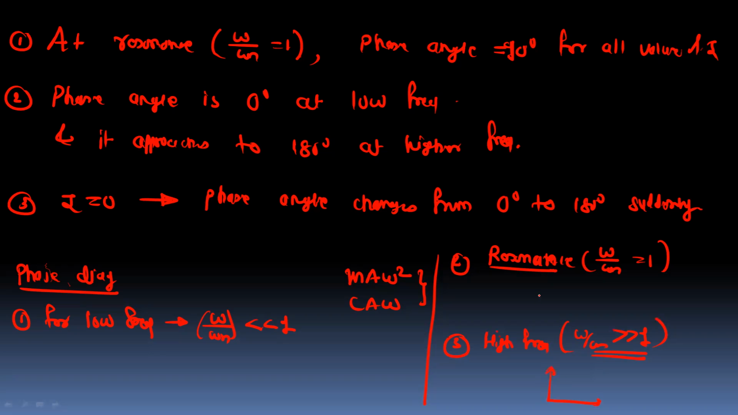For all these three cases, try to draw the phasor diagram. The diagram will be approximate because we don't have the exact values for the forces. So we will just get the idea why we get a high phase angle at high frequency, a low phase angle at low frequency, and the resonant condition. So this is all about the phase response curve.